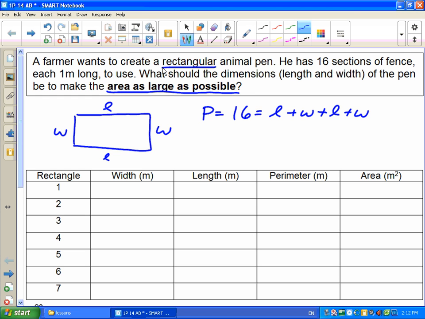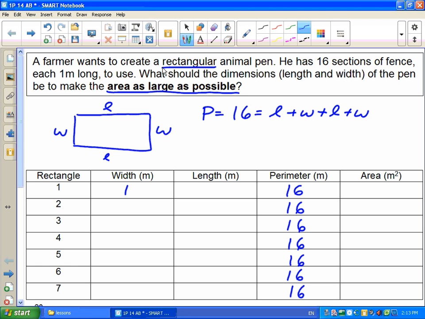So if that has to add up to 16, what we want to do is fill in this table down here with a number of possible different rectangles that satisfy these conditions. The condition they have to satisfy is that they're all going to have the same perimeter. So over here in the perimeter category, I can just say 16, 16, 16, because the perimeter of each one of my rectangles has to be 16. For rectangle number 1, let's assume that our width is only 1 meter. What does our length have to be to give us a perimeter of 16?